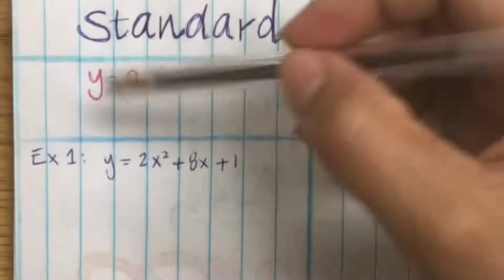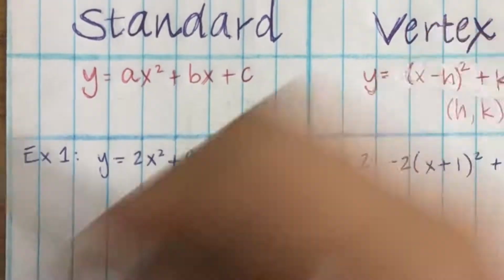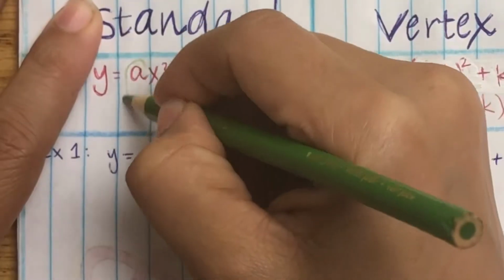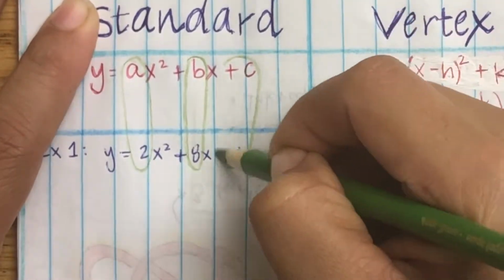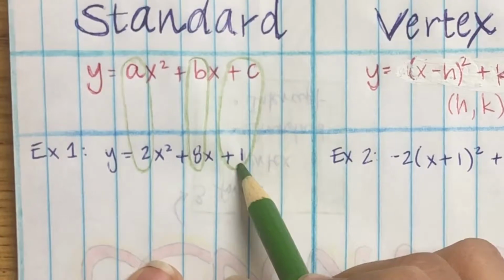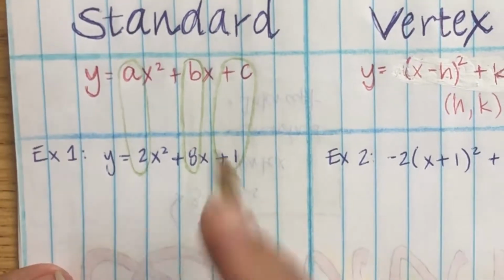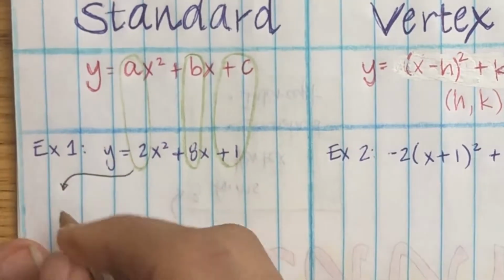So let's take a look at the first form of quadratic, which is standard form. We had copied this down in the previous video, and this is what standard form looks like. It has some number x squared plus some other number x and then a number by itself. So I'm just circling for you to see what those ABCs are. So A is 2, B is 8, and C is 1.